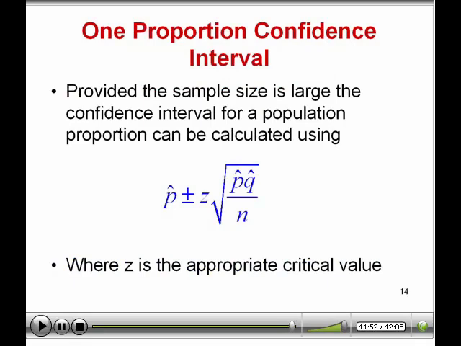This slide says it all. It is the all-important formula for computing a confidence interval for a proportion. Write it down somewhere special, and when you get a chance, memorize it.